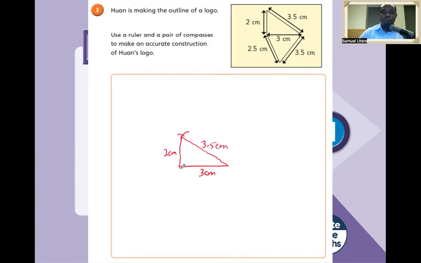So using this same 3 centimeter line, you would open your compass to be 2.5 centimeter. You place the compass at this end of the line and mark the arc here. You open your compass to be 3.5 centimeter and you mark the arc here. So you would see that the arcs will intersect. You take your ruler, a straight edge, mine is curved, and join that end of the line, and you join that point as well. When you finish, you would see that you'll be able to form the logo.